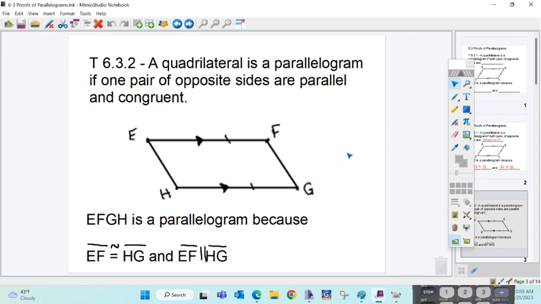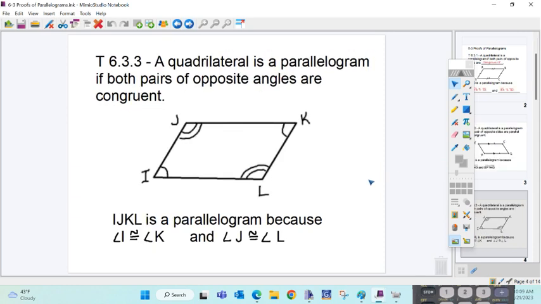All right, here we go. Another way that you can tell is if both pairs of opposite angles are congruent. Okay, I know that this just seems like maybe not that big of a deal, but just knowing that you've got both pairs of opposite angles congruent is enough to tell you that a quadrilateral is a parallelogram.